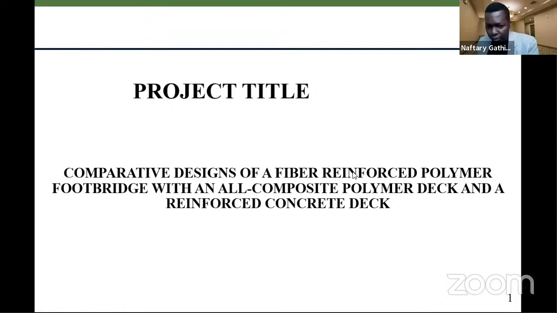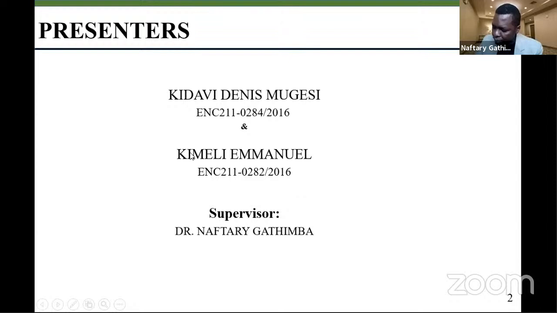Okay, let me note the title. Comparative designs. I had an issue with this, but post polymer, footbridge with an all-composite polymer deck and reinforced concrete deck. Okay, as we start, where are your names? You need to include the names? Yeah, they are here. Oh, they are not on the first slide. Okay. Yeah. Okay, you can start.